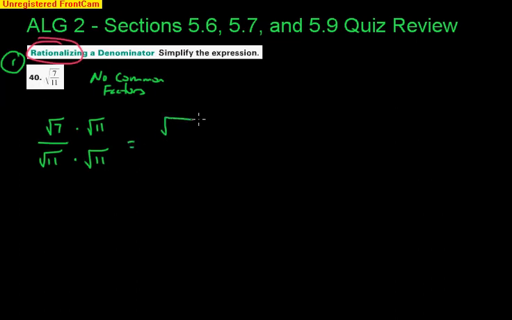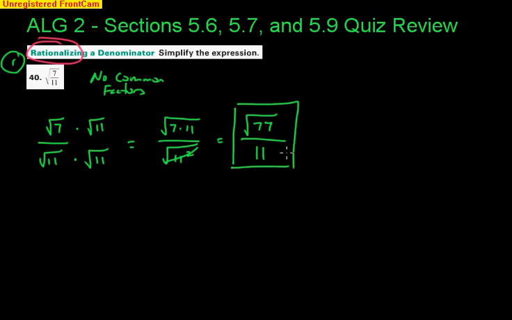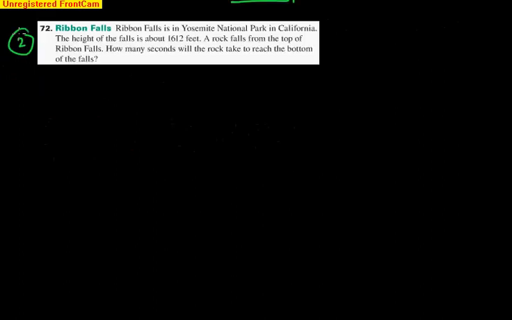So in the top, you get the square root of 7 times 11. And in the bottom, you get the square root of 11 times 11. Well, 11 times 11 is 11 squared. In the top, we just multiply. 7 times 11 is 77. In the bottom, anything that is squared comes out of a square root. So the 11 comes out of the square root. And since it was the only thing in there, it's gone. And there it is, square root of 77 over 11. Rationalizing the denominator.